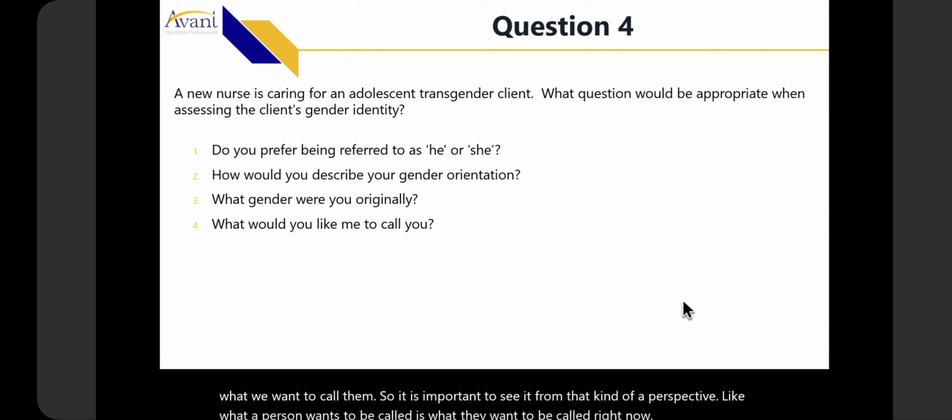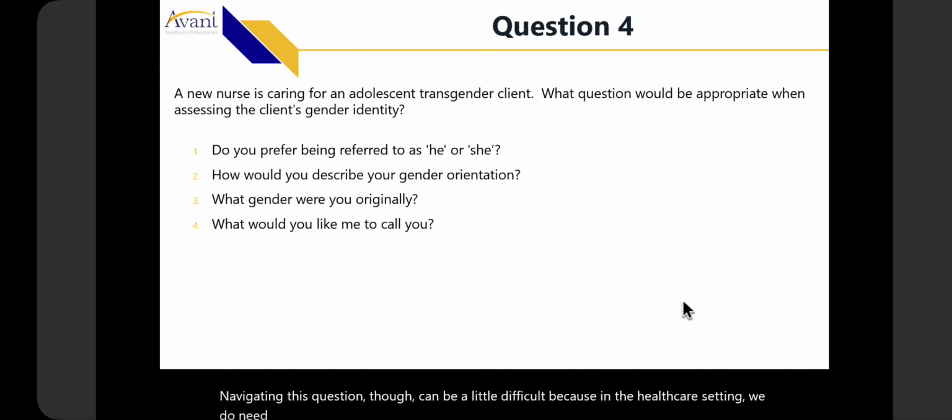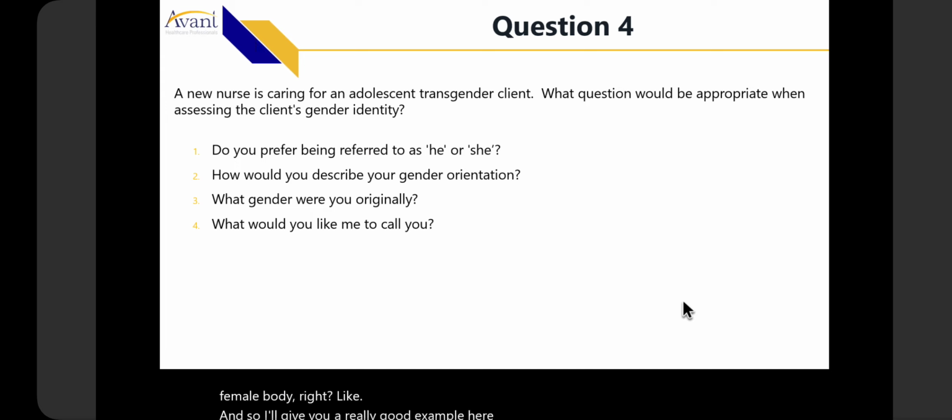Now, navigating this question, though, can be a little difficult because in the healthcare setting, we do need to know a person's actual biological sex, okay? The sex that they were born with, the sex that goes with their DNA, the sex that goes with their original birth body parts, right? We need to know that. Because why? Different things can happen in a male body versus a female body, right? And so I'll give you a really good example here. And this one is a tragic example.